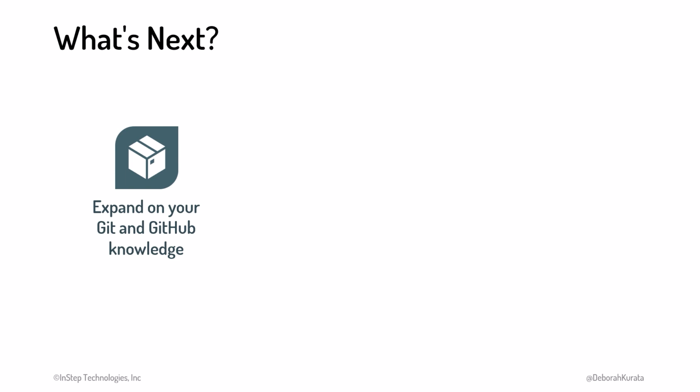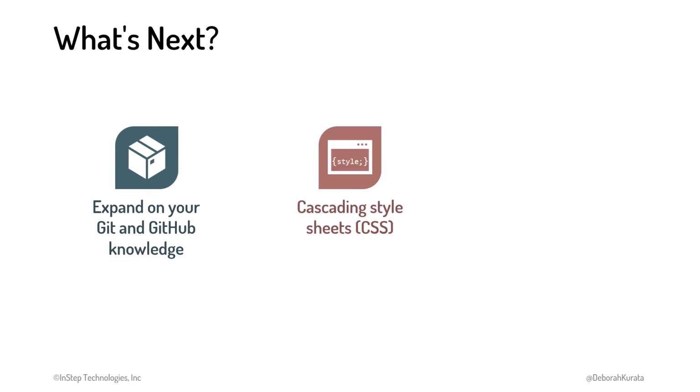And as you've probably noticed when we published our website, it doesn't look very nice. To give it some style, we need to add cascading style sheets, or CSS. And to give it some interactivity, we need JavaScript code. This leads us to the next courses in this series.